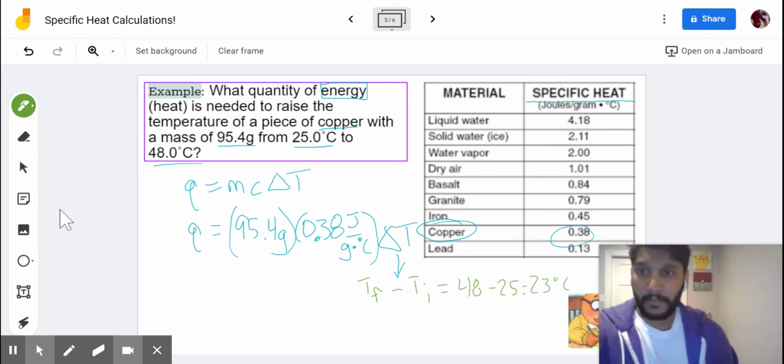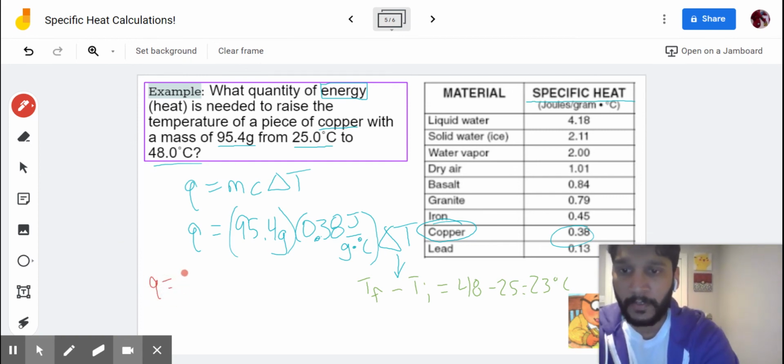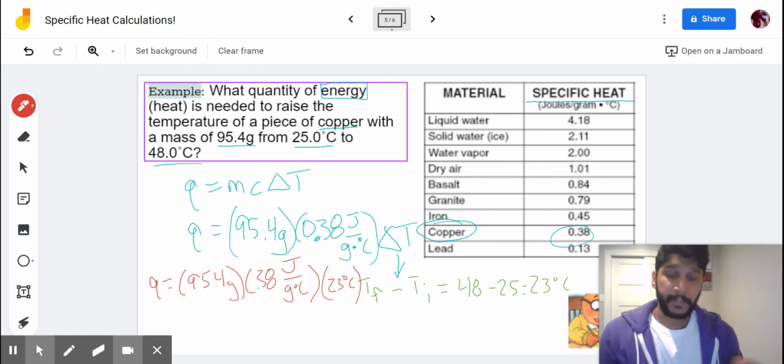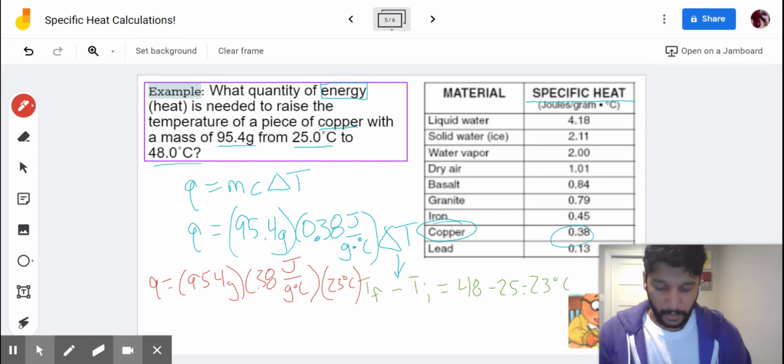Let's go and write down what we have so far. So we got Q, that's what we're looking for. We got 95.4 grams, 0.38 joules per gram degrees Celsius, and we have 23 degrees Celsius. So we have these three numbers all next to each other. If we know math, they're just going to get multiplied together. So it's going to be M times C times change of temperature. So we're going to put 95.4, let's get our calculator. So 95.4 times 0.38 times 23.